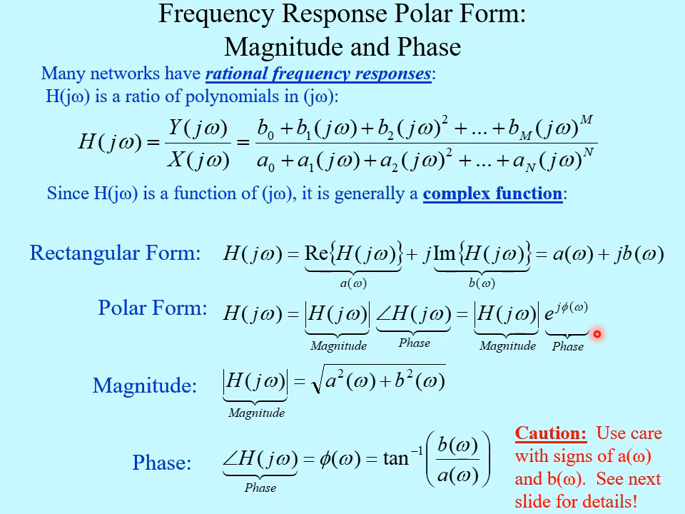The last 2 slides here are basically saying the same thing. When we're taking a frequency response, H of j omega, and we're finding the magnitude and phase, we're breaking up the frequency response in rectangular form into a real part and an imaginary part. I call the real part a of omega and the imaginary part b of omega. In order to find the phase, we're going to use the inverse tangent of whatever b is divided by whatever a is. But again, we have to be careful with the signs of b and a.